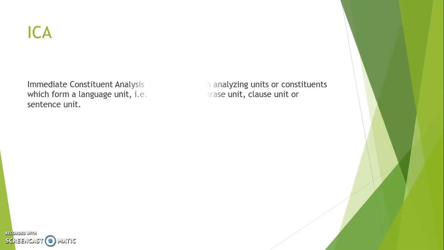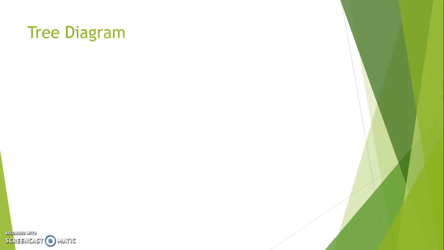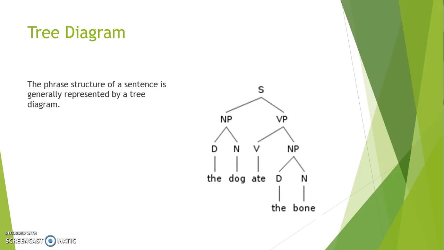What is ICA? ICA stands for Immediate Constituent Analysis. It's a technique in analyzing units or constituents which form a language unit. In essence, word cluster, phrase unit, clause unit, or sentence unit. What is tree diagram? The phrase structure of a sentence is generally represented by a tree diagram. You can watch the example here. And we have another example in the following slide.